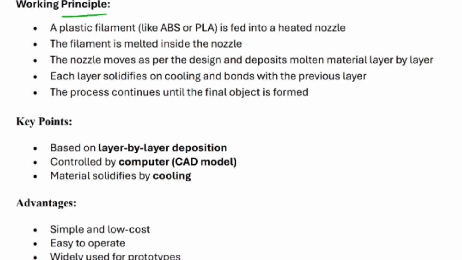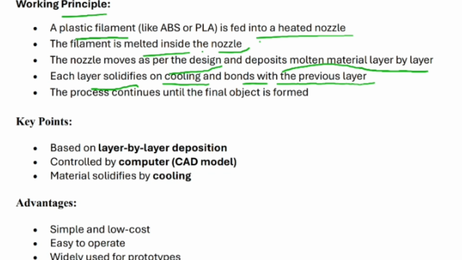Coming to the working principle, first we have to take a plastic filament like ABS or PLA fed into a heated nozzle. Okay, the filament is melted inside the nozzle and then the nozzle moves as per the design and deposits the molded material layer by layer. Each layer solidifies on cooling and bonds with the previous layer. The process continues until the final object is formed.